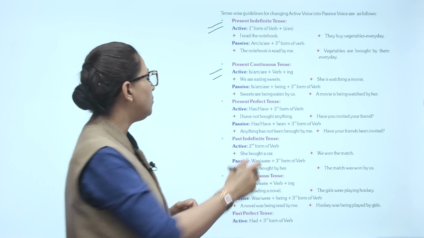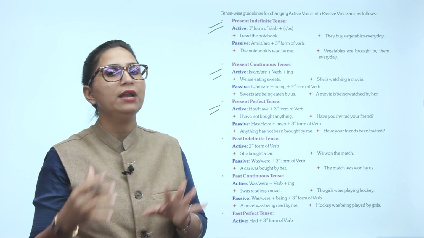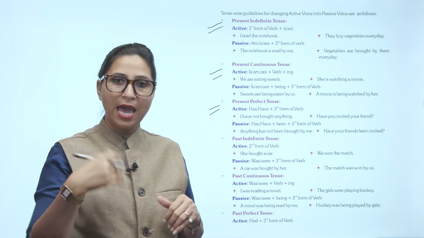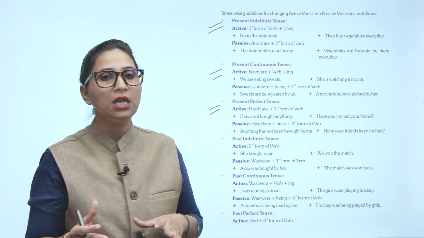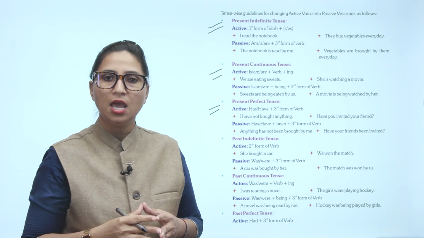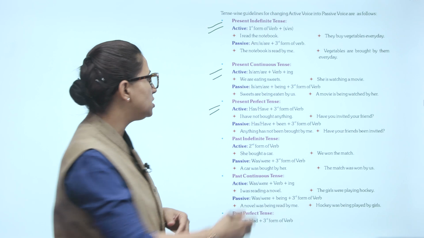Next is present perfect tense. In active voice you have to use has, have and V3. I have not bought anything. Have you invited your friend? In passive voice, has, have plus been, plus third form of verb. Anything has not been bought by me. Have your friends been invited? So next is past indefinite tense.